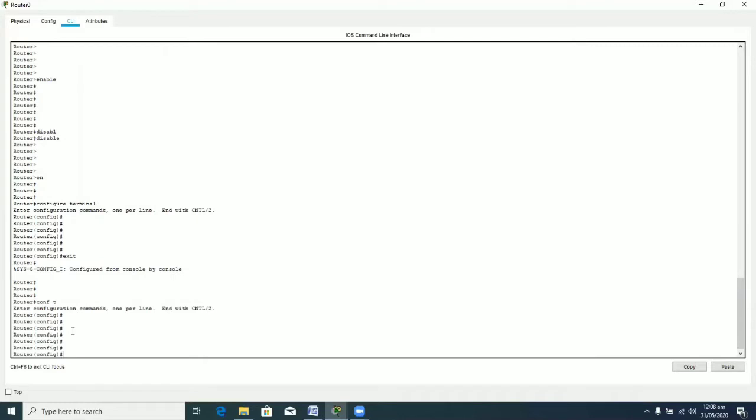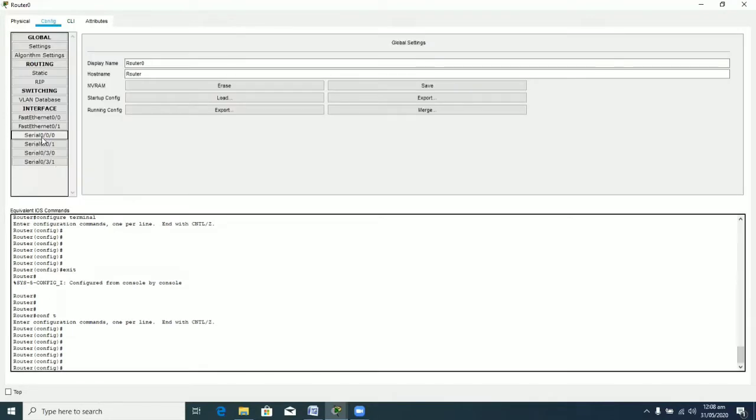Besides these three modes, there are sub modes also available to you, or you can say that these are basically the specific configuration modes. For example, I have told you that if you perform any task in this mode, then that task will be applicable to the whole of the router. But let's say I want to just configure my serial 0/0/0 interface only.